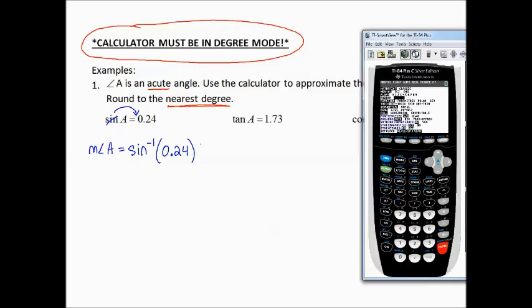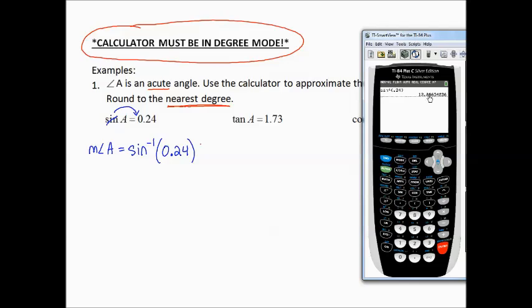Now we go to our calculator after we write that. Do you see the sine button? Here's sine, cosine, and tangent. Above the sine, it says sine to the -1. So first I'm going to get out of this screen. I'm going to type second sine, sine to the -1, and then 0.24, close parentheses, enter. It says round to the nearest degree, so I look past the decimal point.